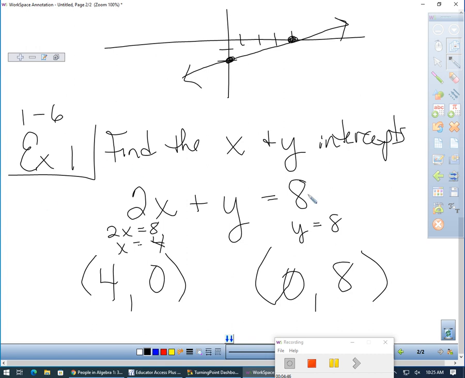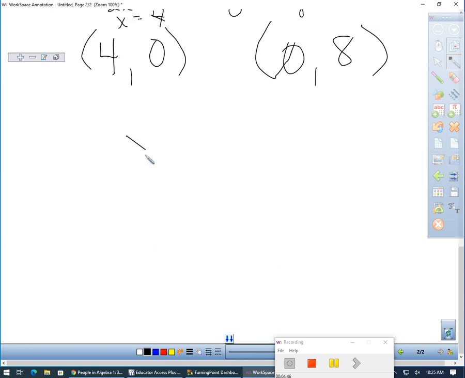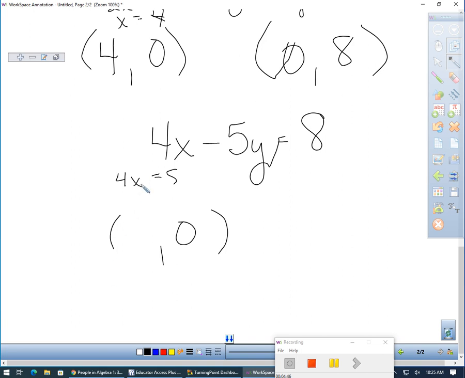All right, let's do one more just like this. Show you. All right, one more. How about something like this? Let's say I have 4x minus 5y equals 8. All right. So, again, my first point, I'm going to put 0 in for y, which means I'm covering this up. I get 4x equals 8. X equals what? 2. There's my first answer.